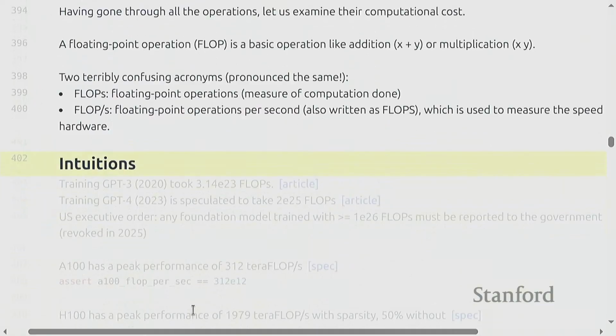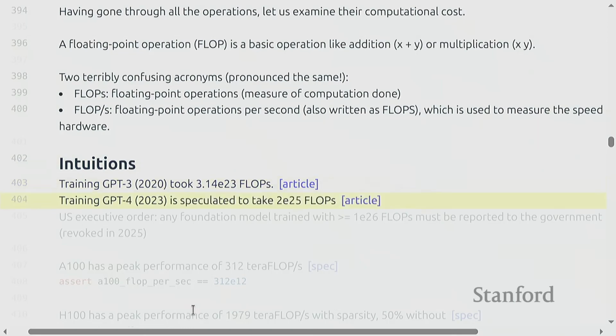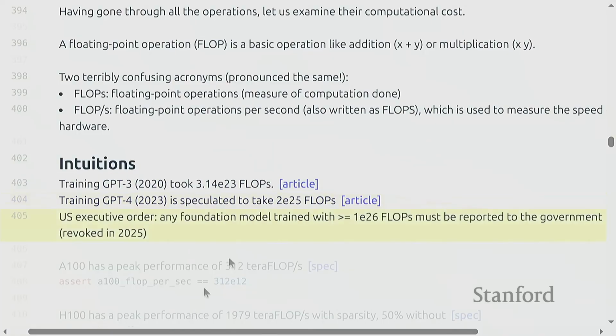Okay, so just to give you some intuition about flops, GPT-3 took about 3E23 flops. GPT-4 was 2E25 flops, speculation. And there was a US executive order that any foundation model with over 1E26 flops had to be reported to government, which now has been revoked. But the EU still has something that hasn't been revoked, the EU AI Act, which is 1E25.